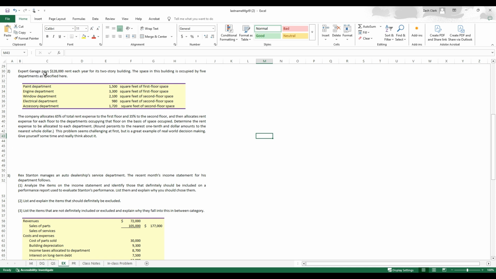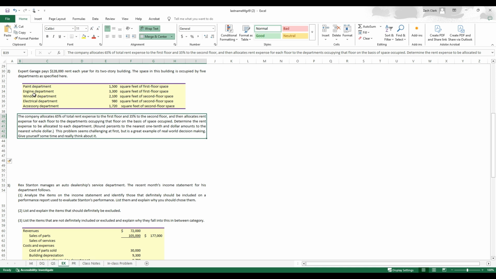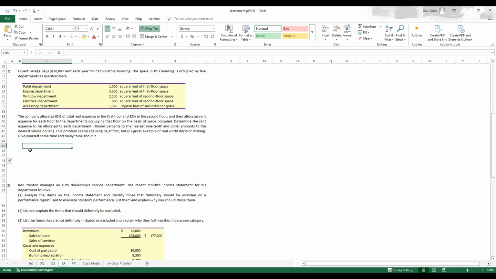Exercise 2 says Expert Garage pays $128,000 rent each year for its 2-story building. The space is occupied by 5 departments, as you can see here. The company allocates 65% of total rent expense to the first floor and 35% to the second, and then allocates rent to each department on the floor based on the amount of space occupied. So we need to allocate all this out, right? Let's go here and say total rent. Again, it told us 128,000.